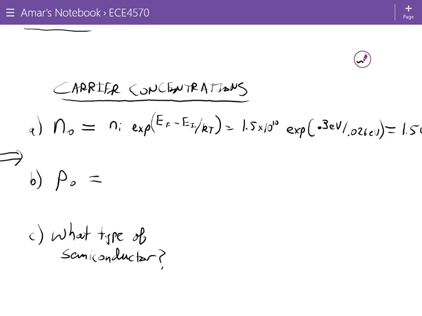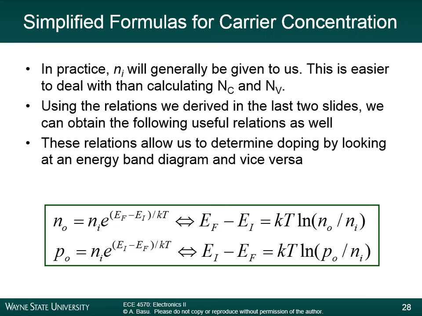So there's two ways to find the hole concentration. What's one of them? Yes, that's right. What we did in class last time was we used np equals ni squared. So p0 is going to be ni squared divided by n0, and this is the preferred way. The other way you could find it is by using this p0 formula at the bottom here. Both will give you the same answer.